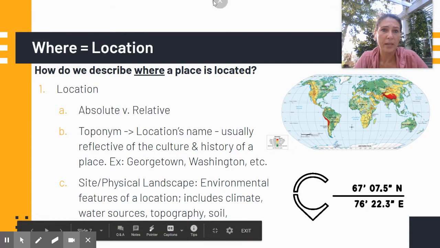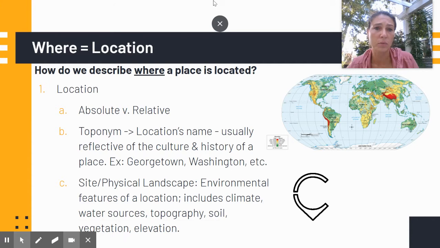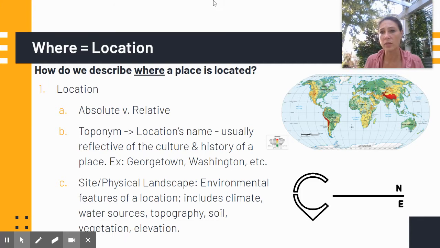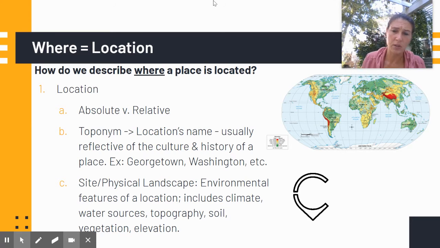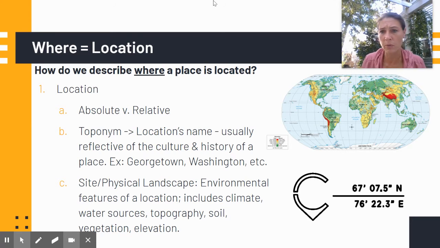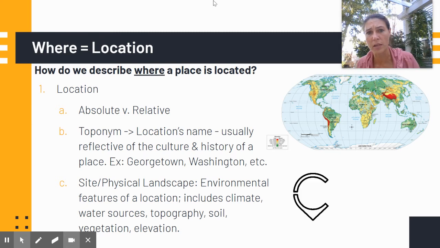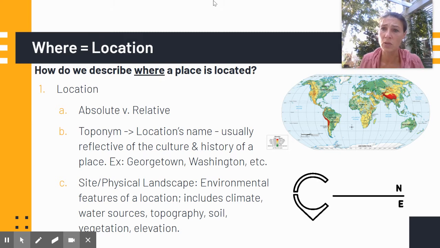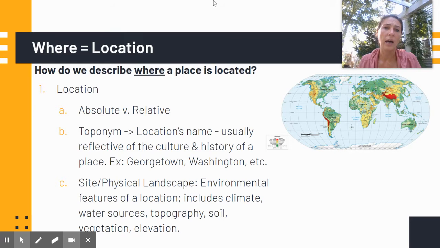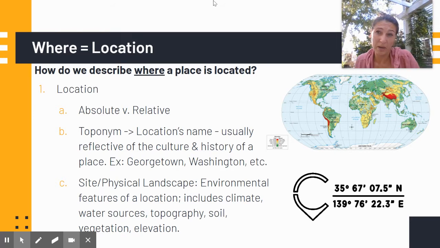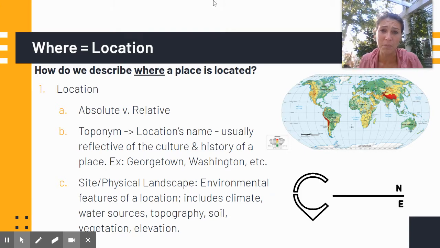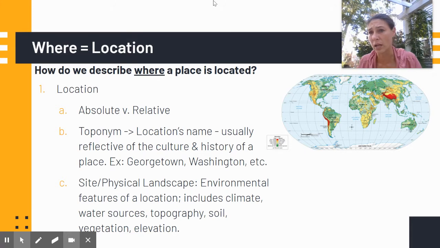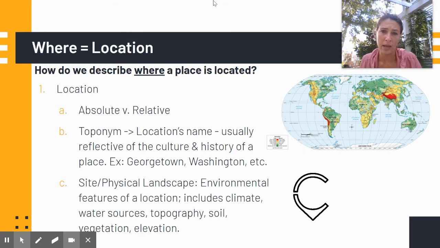Some other ways that we might describe place is through location. This is how we describe where a place is located. You read a little bit about this, and we talked about absolute and relative location. Remember, absolute is GPS coordinates. Relative is where it is in relation to other places. Place name becomes really important, so we call those toponyms. We'll get more into this when we get into the culture unit, but usually the name of a place reflects the culture and history of that place in some way.